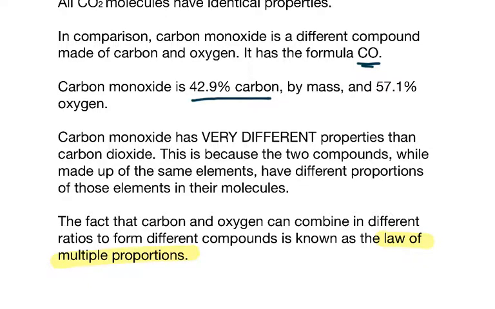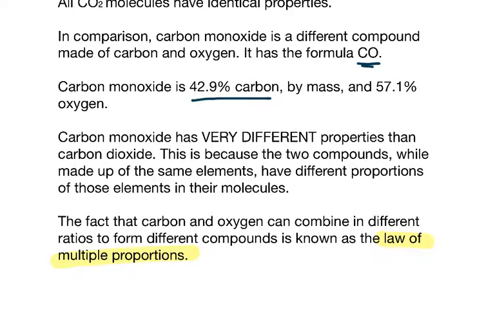The fact that we can have more than 1 compound between carbon and oxygen represents something called the law of multiple proportions, which says that different atoms can combine in different ratios to form different compounds. Another example that I would give you is H2O versus H2O2, which is hydrogen peroxide. Those are 2 compounds that occur between hydrogen and oxygen, but in different percentages with different ratios.